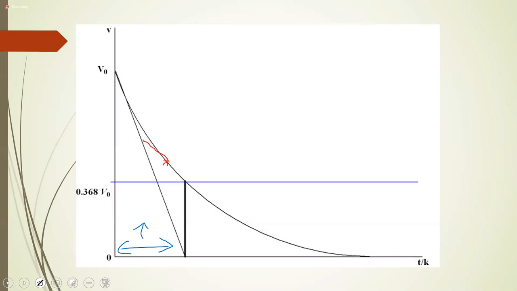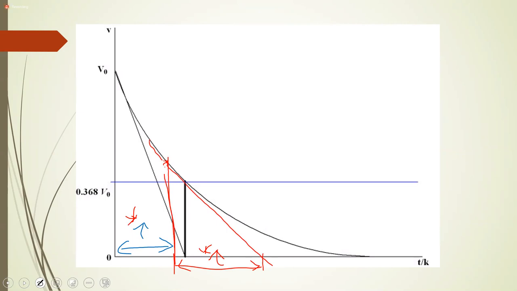So if I were to draw the tangent at that point, of course, looking less crooked, then the time taken for it to discharge would be equal to the time constant. So this would also be equal to tau.